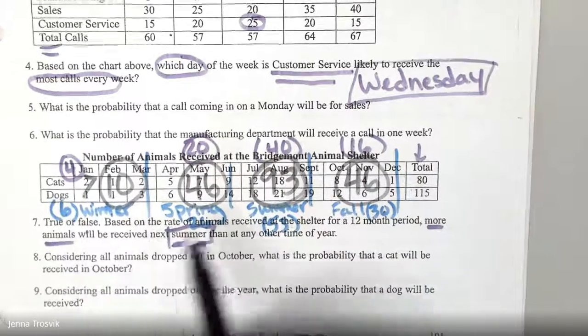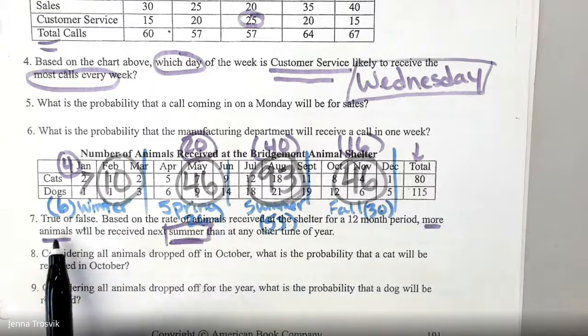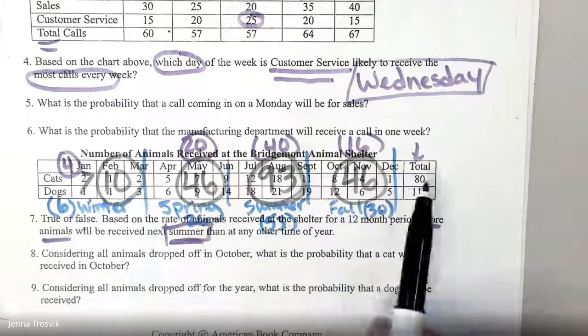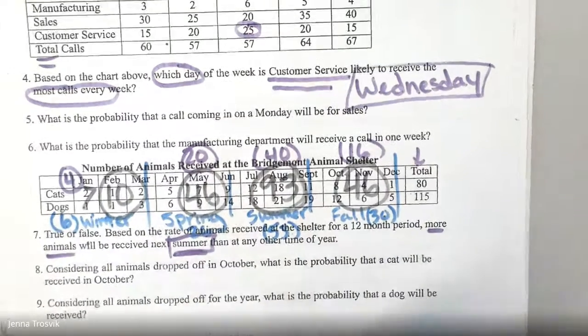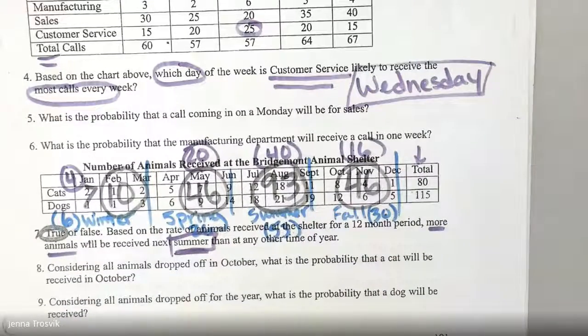All right, so let's answer this first question. True or false? More animals will be received next summer than any other time of the year. If we were looking at this data and it were to continue, this would be true because in summertime we get the most amount of animals. So this would be a true statement.